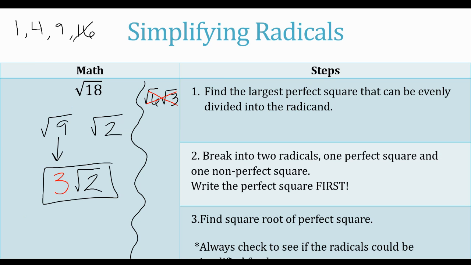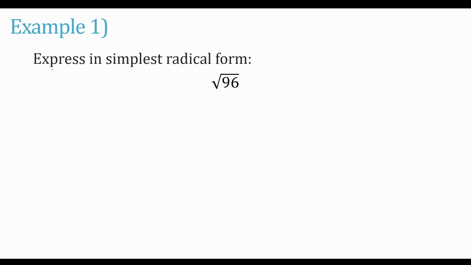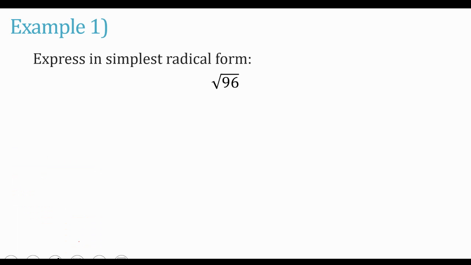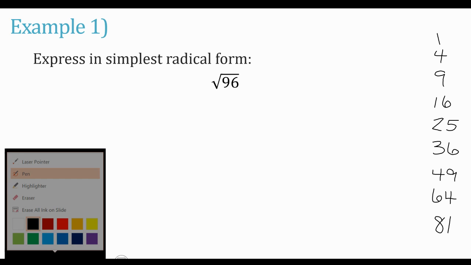So let's take a look at another example. We want to express this in simplest radical form, the square root of 96. So we want to find the largest perfect square that can go into 96. The first thing that you can do is list perfect squares smaller than 96 on the side somewhere, or just have your list ready. So we have 1, 4, 9, 16, 25, 36, 49, 64, and 81.